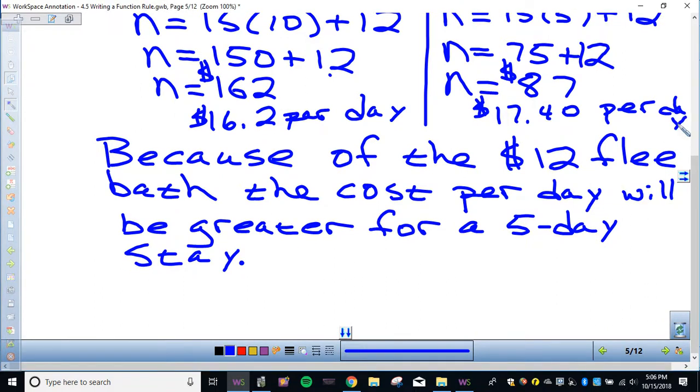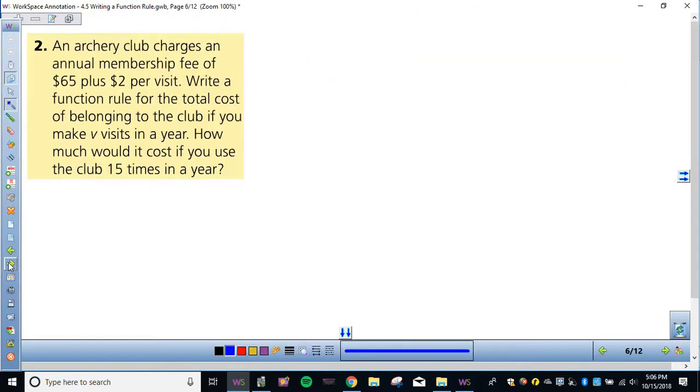Day. Okay? So that's a pretty detailed explanation to why it costs more, but it's pretty easy to figure out the cost per day and then compare those two numbers. It's going to cost more per day at $17.40 when you say 5 days as opposed to $16.20 for 10 days. All right. This example says an archery club charges an annual membership fee of $65 plus $2 per visit.